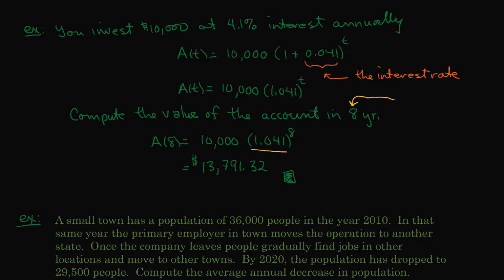Well, you take your initial value of $10,000 times the rate at which it's going to grow. The 1 ensures that you retain your $10,000. The 0.041 is your interest rate. The 8 in the exponent is the number of years, and when you pop that into your calculator, what you wind up with is a final value of $13,791.32.